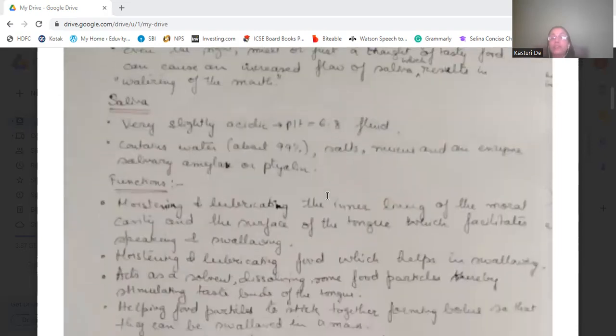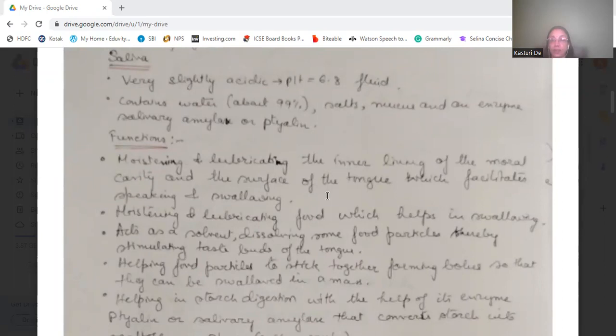Now, what is its function? Saliva moistens and lubricates the inner lining of the mouth cavity. The surface of the tongue is also moistened and lubricated so that we can speak and even swallow the food. Sometimes when the mouth becomes dry, it's very difficult to speak, and you cannot swallow the food. So saliva moistens and lubricates the inner lining of the mouth cavity and the surface of the tongue. It also helps in swallowing, as the food becomes moist and lubricated, so it can be easily swallowed.